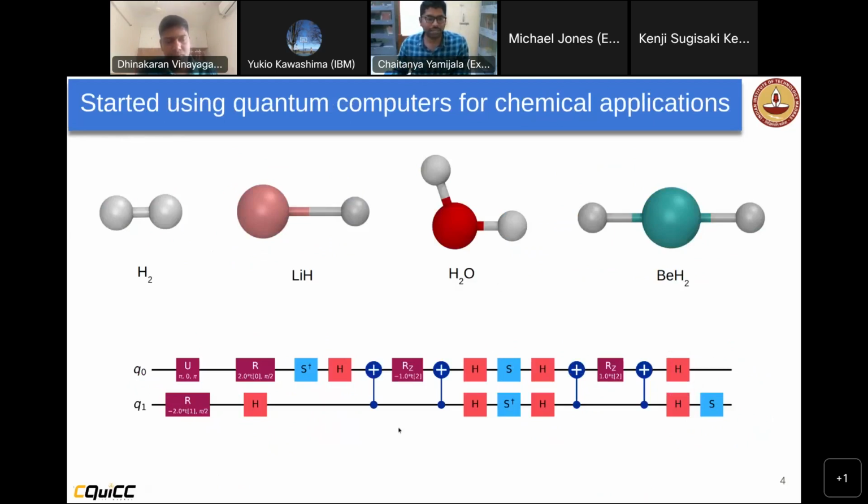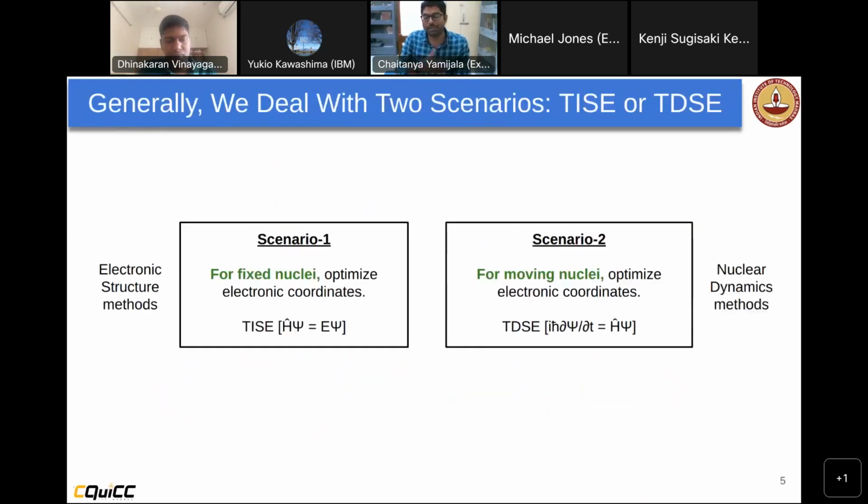So we have started simulating various small molecules using the VQE algorithm, which most of you are aware of. Irrespective of whether we are dealing with a classical computer or a quantum computer, we will be solving either the time-independent Schrodinger equation or the time-dependent Schrodinger equation. If you are solving the time-independent Schrodinger equation, as the earlier speaker has mentioned, we consider a set of fixed nuclei and optimize the wave function. These are what we call electronic structure methods, where the nuclei are fixed but the electronic structure, that is the whole density, is optimized.